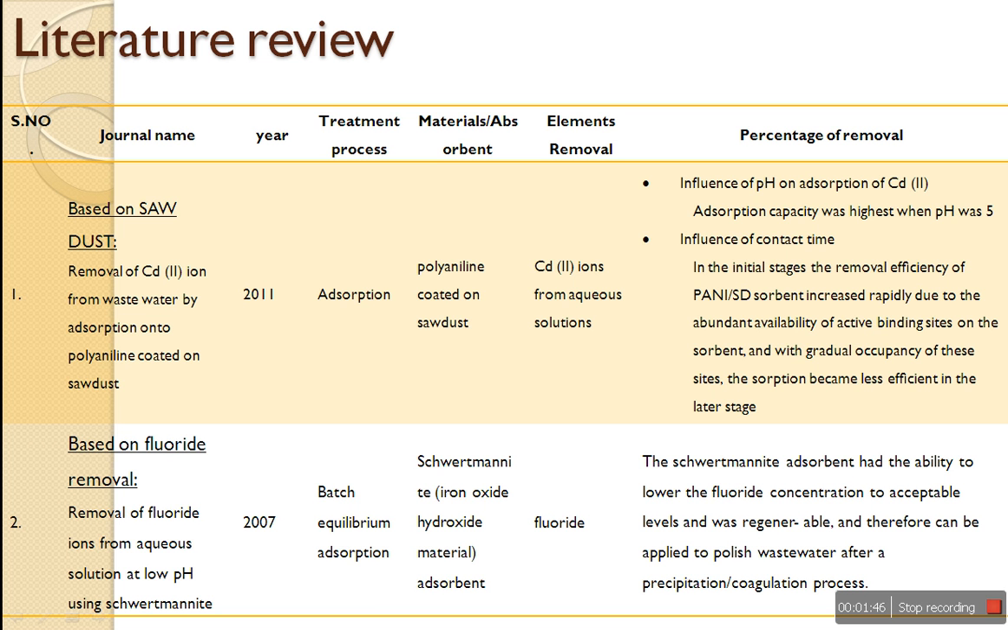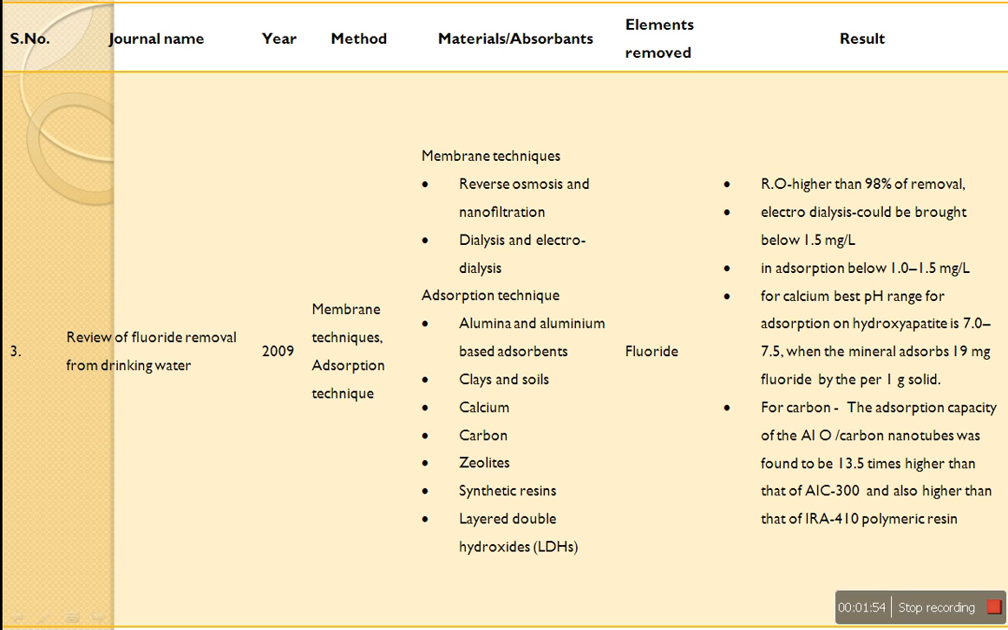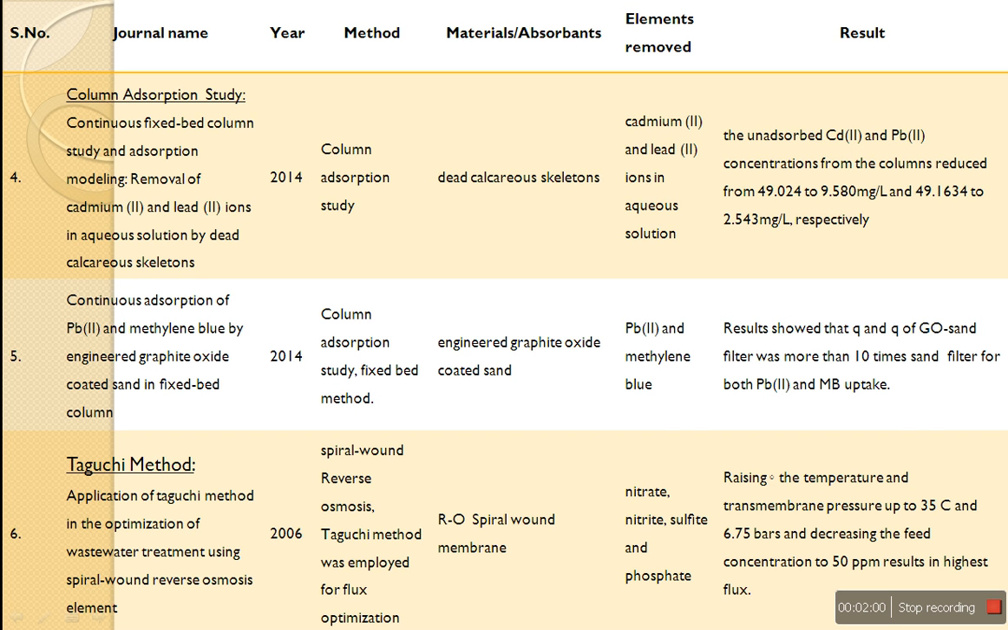Next is based on fluoride removal: removal of fluoride ion from aqueous solution at low pH using squaramide. The third, review of fluoride removal from drinking water. Fourth, it is based on column adsorption study: continuous fixed bed column study and adsorption modeling, removal of cadmium-2 and lead-2 ions in aqueous solution by dead biomass cells.